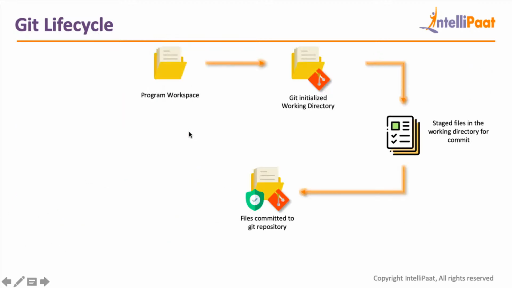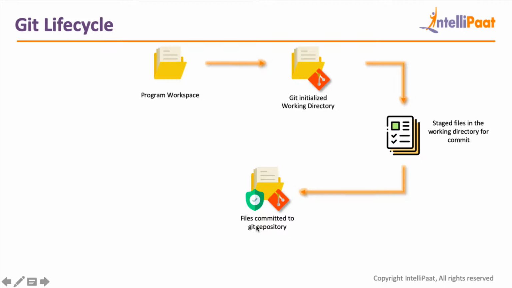So if I were to explain the whole process to you using a diagram, first thing that happens is you are in a program workspace. In this program workspace, you initialize a repository using the git init command. Now in this git initialized working directory, you complete all the code files, and then you specify all the code files that you want to save, and that becomes the staging area for you. And once the staging area is ready with all the files that you want to save, you pass in the git commit command and the files get committed to your Git repository.